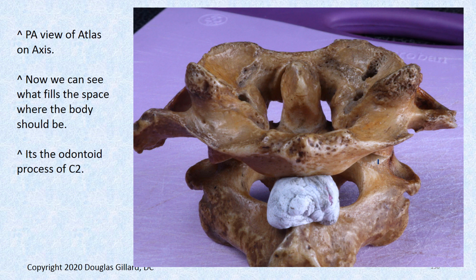This is a PA view of the C1 and C2. We can see the dens really nicely now. And we'll learn next class about the ligaments and the facets. There's a facet for the dens on the posterior part of the, what's this piece called? Anterior arch of atlas. Yep, nice view. There's the lateral mass. This is an older patient because these are very concave right here. There's the superior articular process of the lateral mass. Or I should just say the superior part of the lateral mass. There's the inferior joint right there.